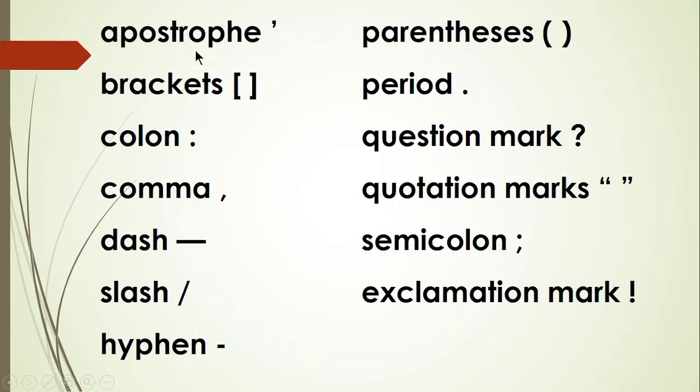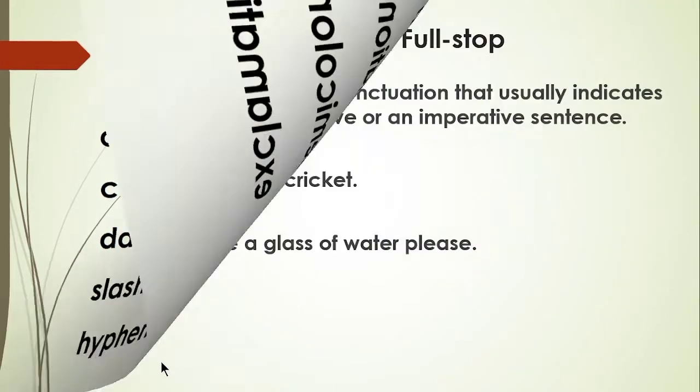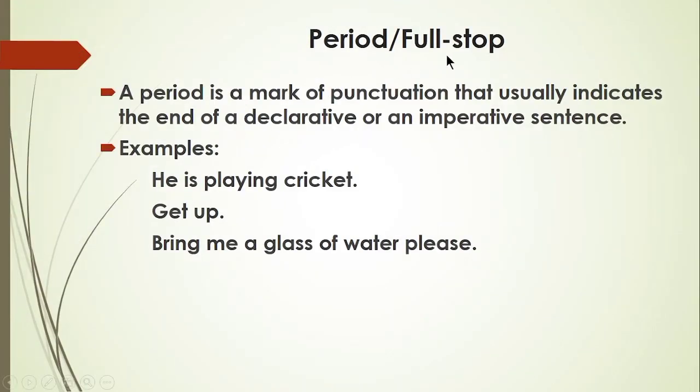Now these are the common punctuation marks in English: apostrophe, parentheses, brackets, period, colon, question mark, comma, quotation marks, dash, semicolon, slash, exclamation mark, hyphen. In this video, we'll focus on the period or full stop and then the apostrophe. So now let's see what a period is.